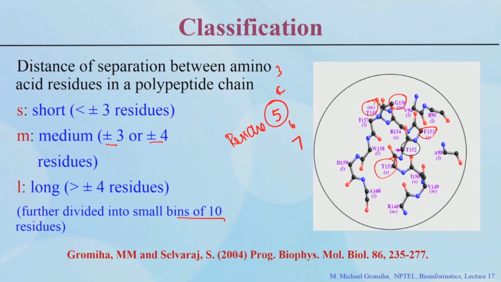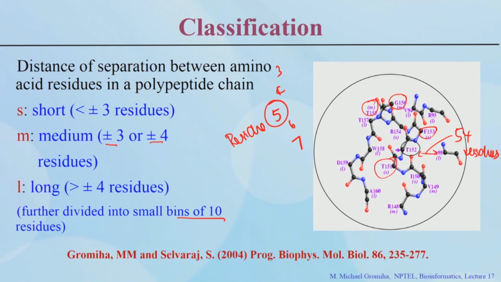And some residues are far away in the sequence, but they are close in space. For example, T152 and A98. What is the distance at the sequence level? 54 residues. So, they are far away in the sequence. These residues contribute long range contacts.